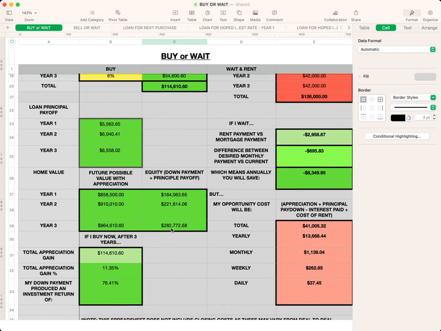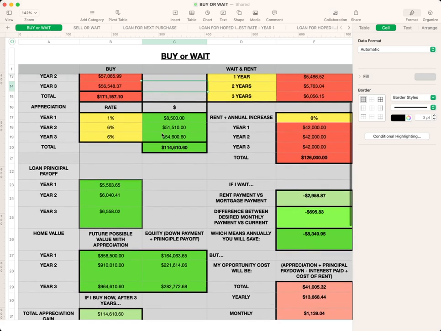After 3 years, they have $282,772.68, just approximate, after 3 years of equity in their property. And if they buy now, after 3 years, if we total this up, what we've got is a total appreciation. So the difference in between this $964,000 after waiting for 3 years of appreciation.